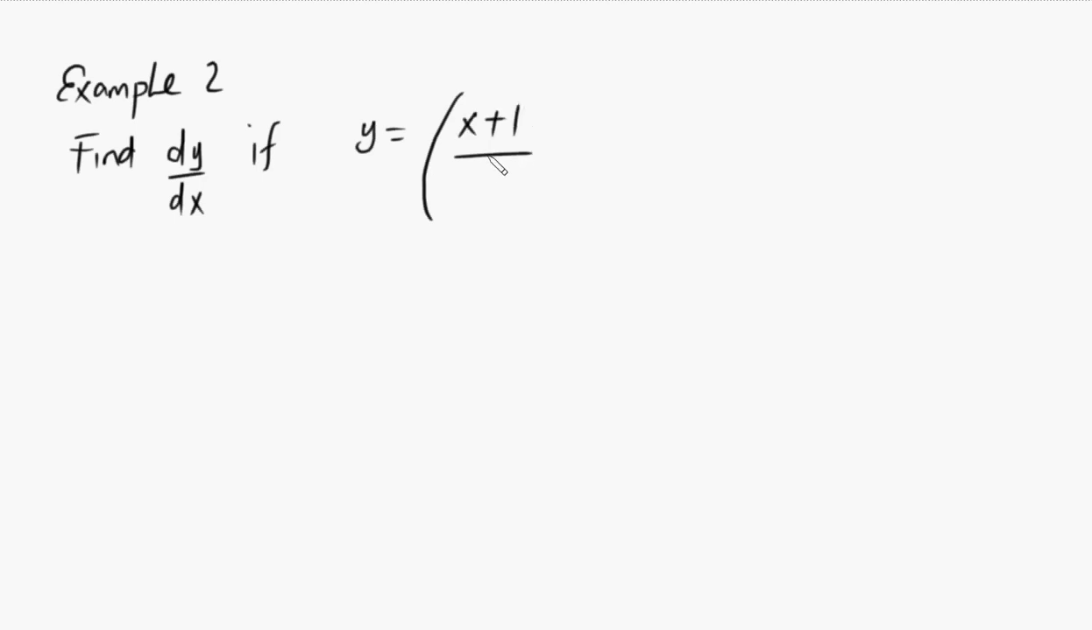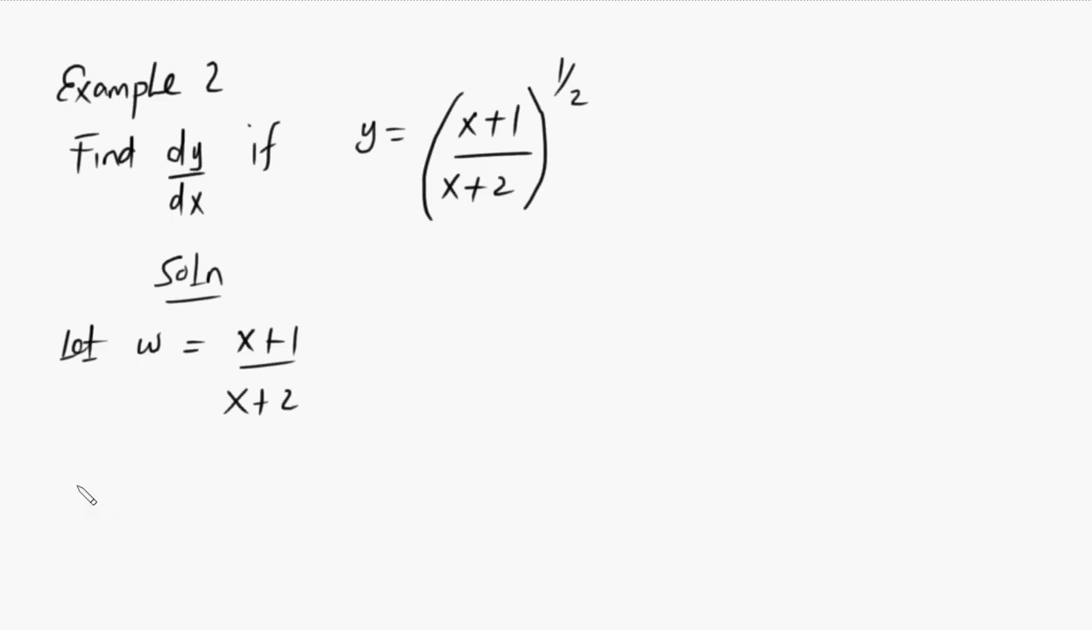Example 2. Example 2 it says find dy dx if y equal to x plus 1 over x plus 2, all to the power 1 over 2. So first let's solve this one, okay? First of all, this is like a composite function. I can let w equal to x plus 1 over x plus 2. So it means y is just equal to w power half.